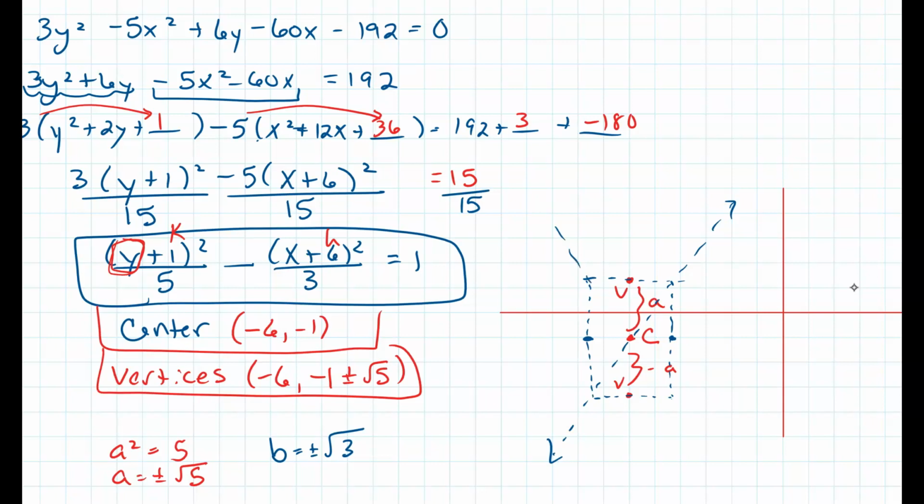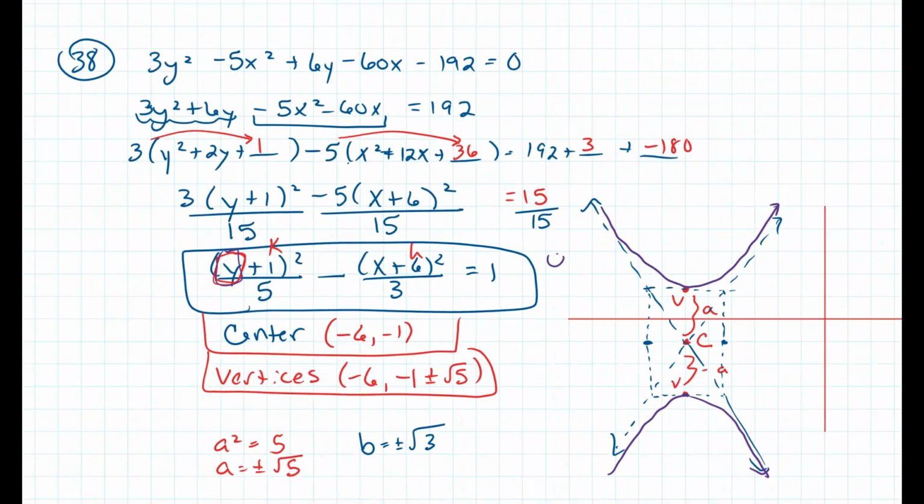Wow, that's really bad. Don't use that one. And through our center. And then we just graph. Remember, this one opens up and down because y is first. If x was first, it'd be left, right. So we just go through, we touch our vertex, go up with the curve, we touch our vertex, and we go down. Hopefully that helps you on number 38, my friends.